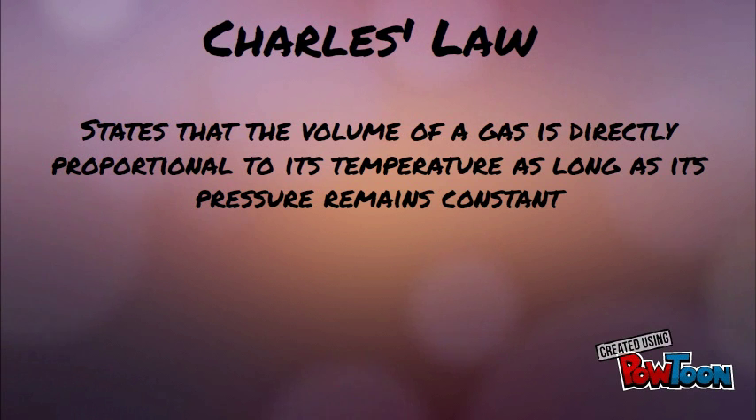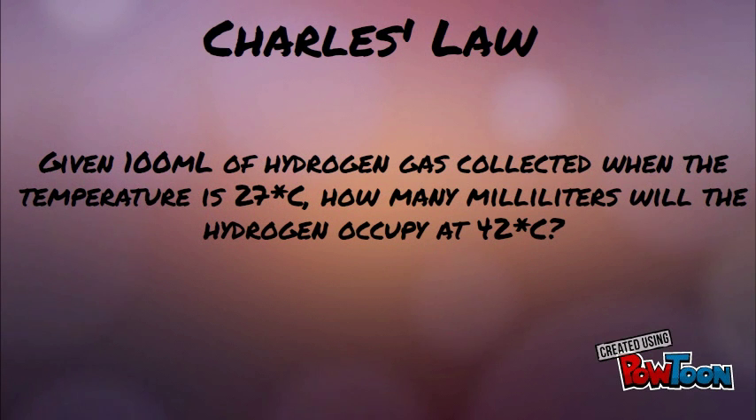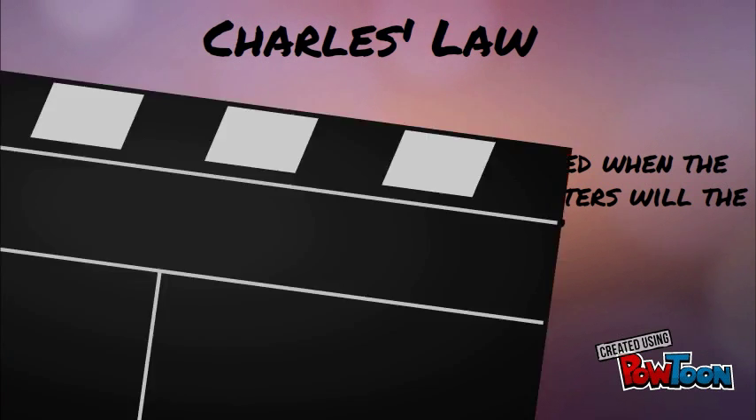Charles's law states the volume of the gas is directly proportional to its temperature as long as its pressure remains constant. The equation is V1 divided by T1 equals V2 divided by T2. Given 100 milliliters of hydrogen gas collected when the temperature is 27 degrees Celsius, how many milliliters will the hydrogen occupy at 42 degrees Celsius?